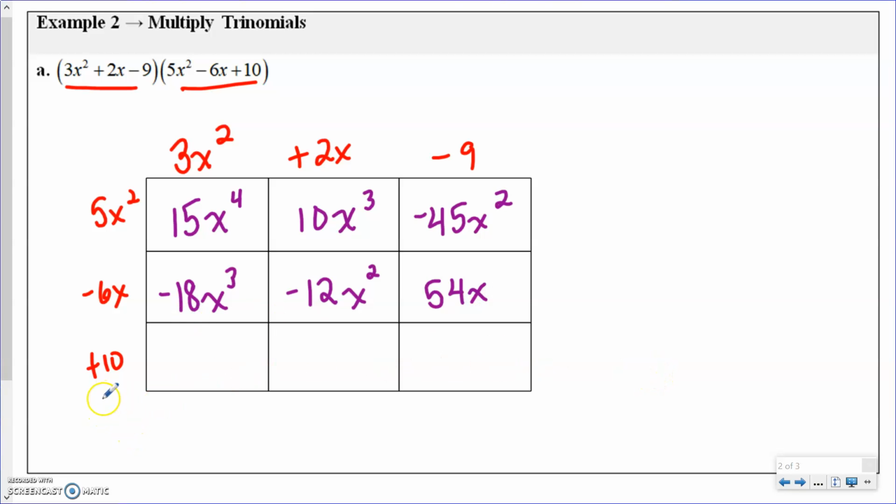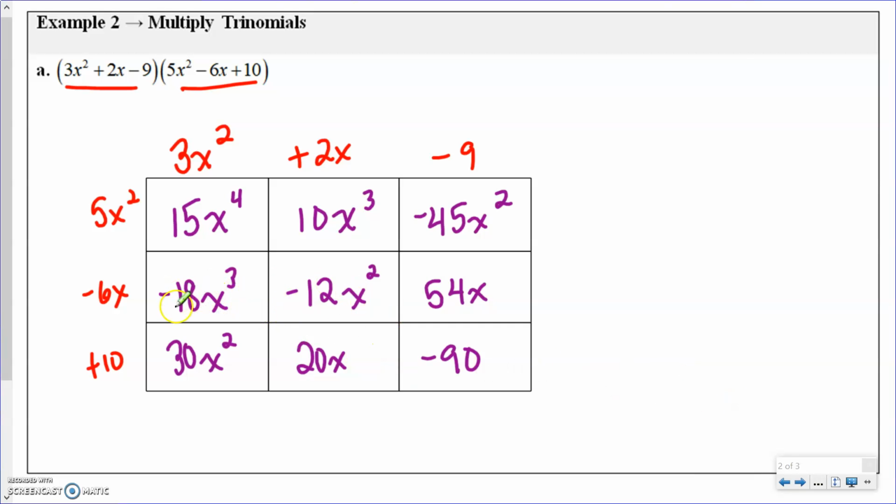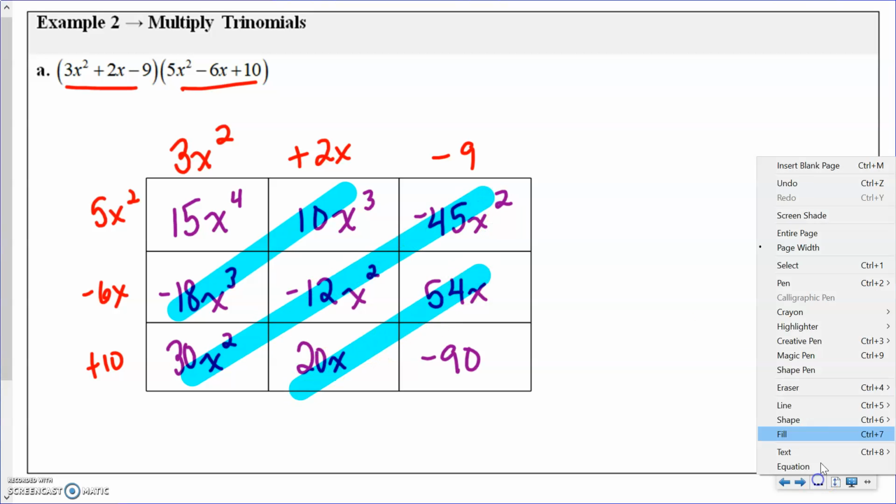Across the bottom row, 10 times 3x squared is 30x squared. 10 times 2x is 20x. And 10 times negative 9 is negative 90. For your final step, you are going to go ahead and combine like terms here. So again, on the diagonal, these 2 get combined together, those 3 get combined together, and those 2 get combined together.